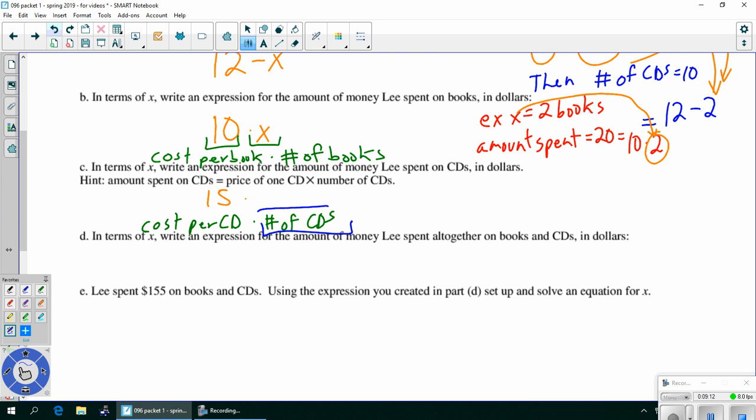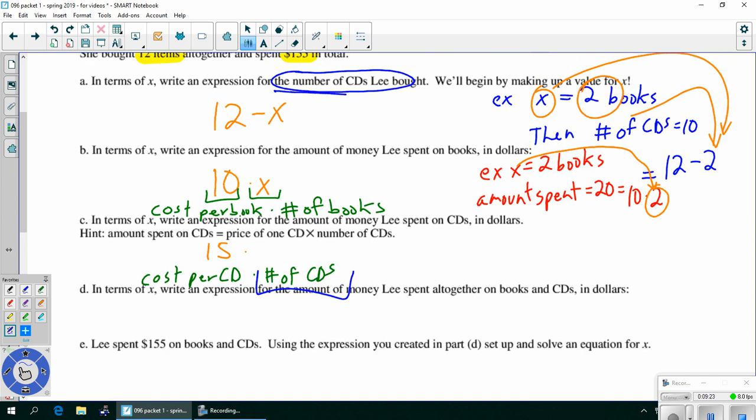And it's not x. X is not the number of CDs. So we just have to look earlier in this problem. We already calculated an expression for the number of CDs. Do you see it? It's this right here. Number of CDs is 12 minus x. That's what's going in this blank. 12 minus x. Because 12 minus x has more than one term, it is mandatory to put parentheses there.